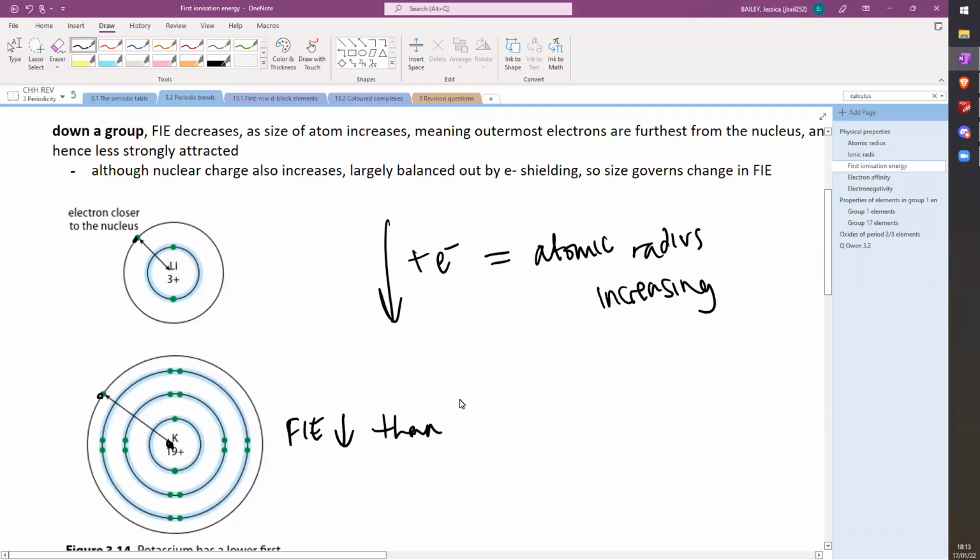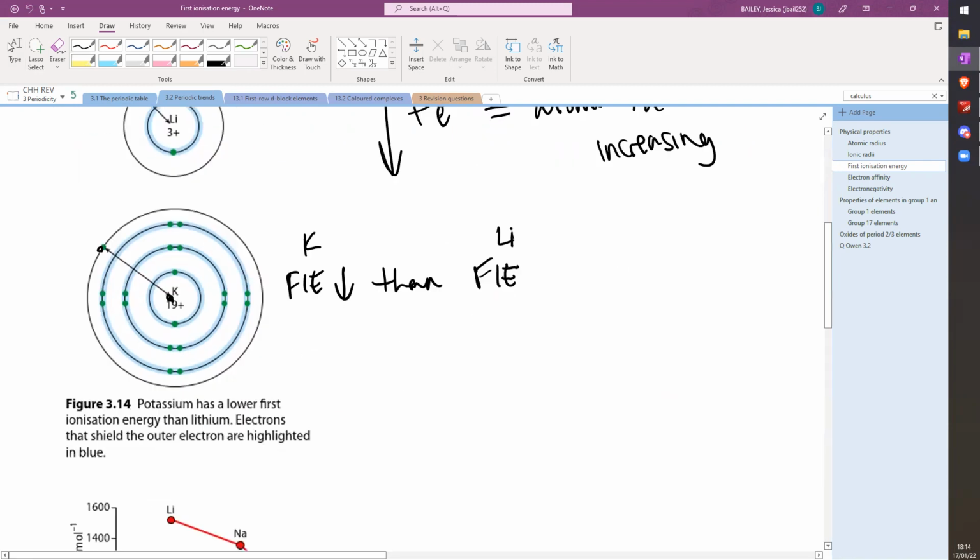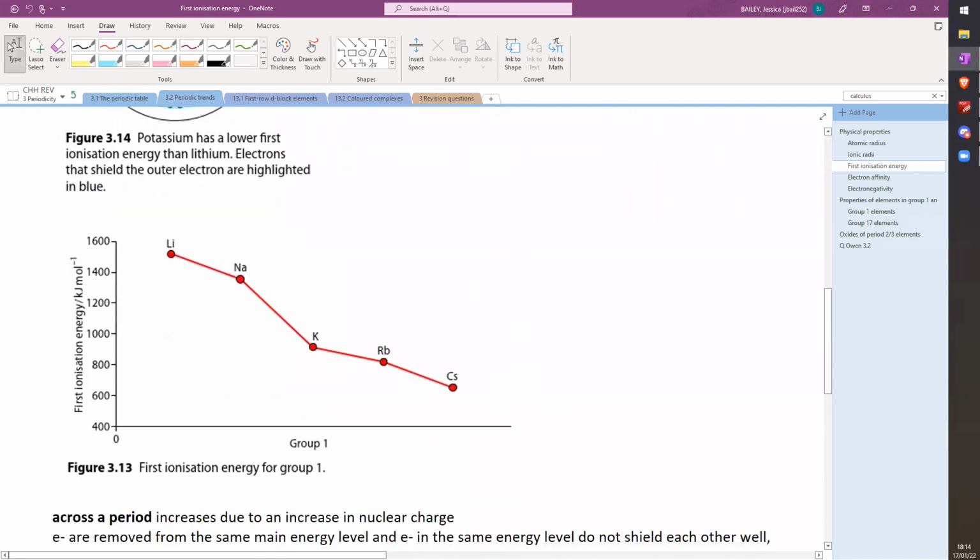Oh, okay. The first ionization energy of potassium is lower than the first ionization energy of lithium because it's easier to remove that valence electron now that it's further away, so it's got less electrostatic attraction and more shielding, and so that electron doesn't really feel like it belongs anymore, so it finds it easier to be removed. And there's just a diagram.